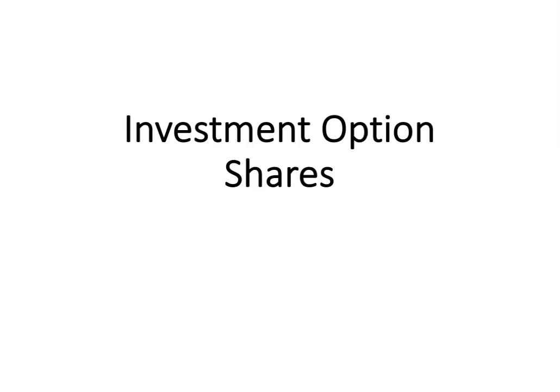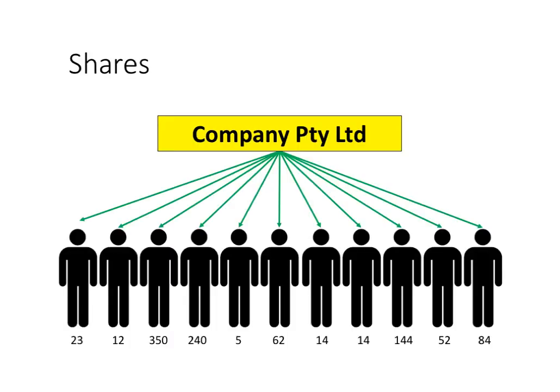In this video, we're going to have a look at buying shares in a company as an investment option. When you buy shares in a company, you're buying part of the ownership of that company. So for example, we have Company Proprietary Limited, and Company Proprietary Limited has 11 shareholders. And you are one of those shareholders. You are the person in the middle that owns 62 shares. So as you can see, each shareholder owns a different amount of shares in the company.